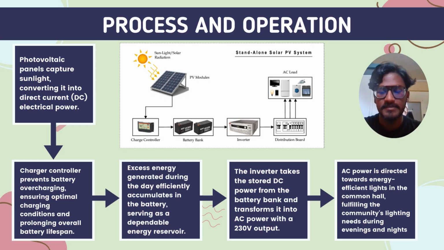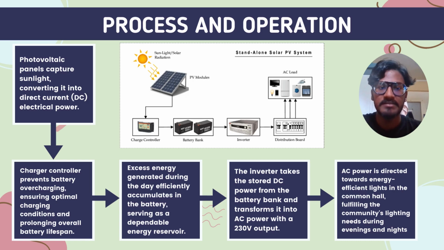Hello, Sir Azri. So now I'm going to explain the process and operation of our system. First of all, the photovoltaic panels capture sunlight and convert it into DC current, which is direct current electrical power. The resulting DC power is then directed to the charge controller, a crucial component overseeing the charging process. This controller prevents battery overcharging, ensuring optimal charging condition and prolonging overall battery lifespan.